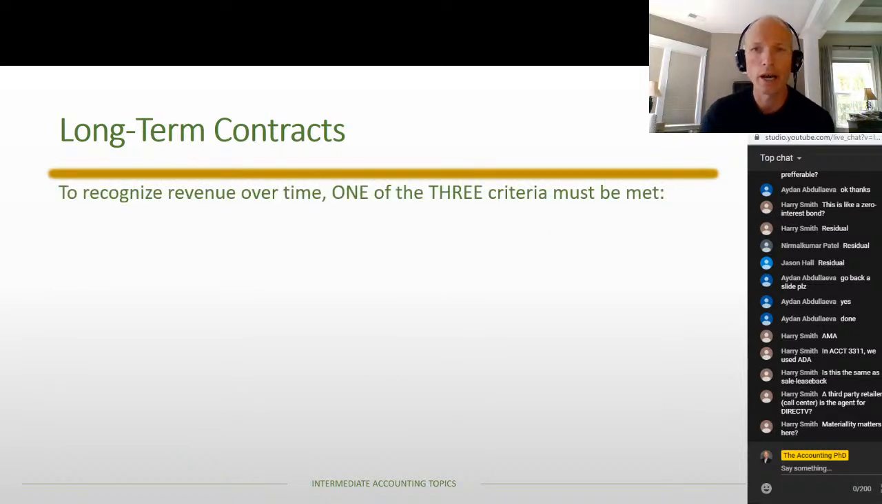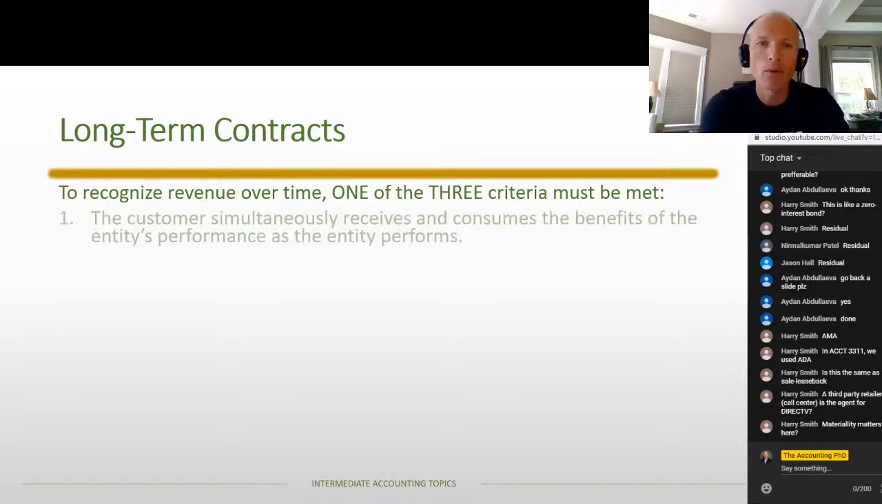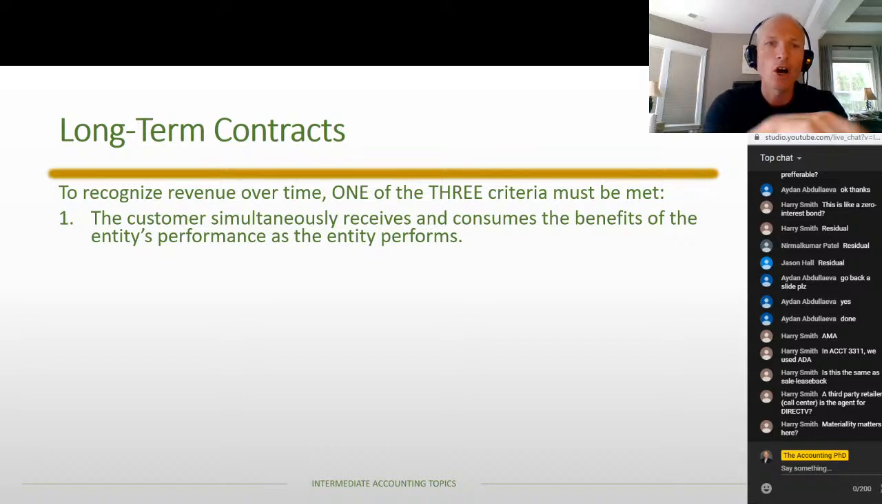To recognize revenue over time, one of the following three criteria must be met. One, the customer simultaneously receives and consumes the benefits of the entity's performance as the entity performs. That's kind of a weird one, but imagine that I have an ongoing service agreement. Basically, I'm servicing their equipment or something like that. Well, they're receiving and consuming that benefit, and so I don't have to wait for all service to be done to recognize revenue. I can do it over time as I'm performing that service agreement. So that's kind of a big one.